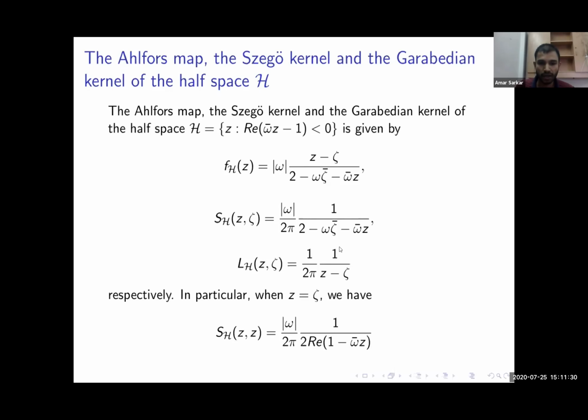And along the diagonal, the zero kernel is strictly positive, as you can see here. Because real part of omega bar z minus 1 is strictly less than 0, so this should be strictly positive. And also mod omega is always positive because it is the gradient of the defining function, as we have seen before.